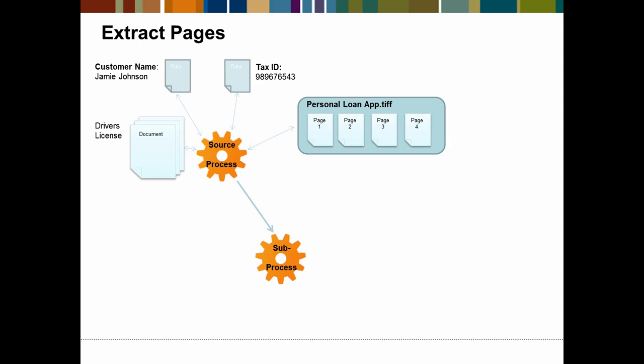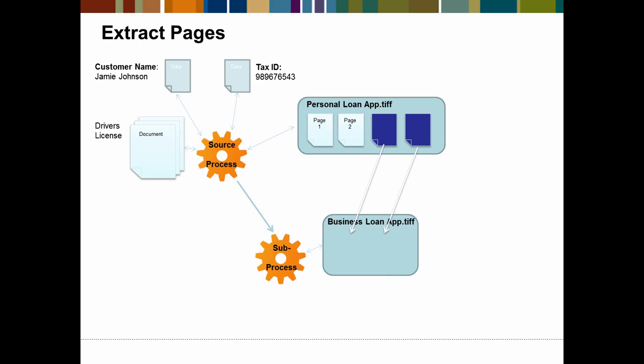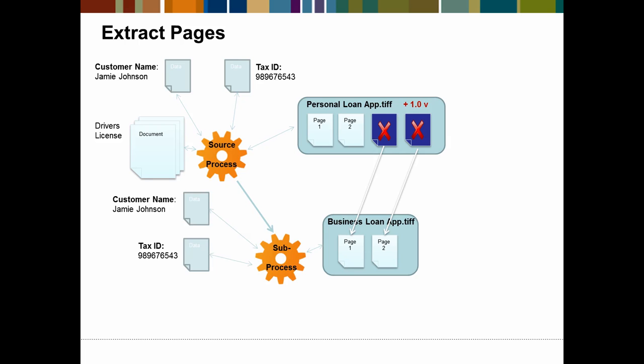This becomes a sub-process of the source process. We can extract out the business loan form out of the personal loan application. Optionally, we can delete those pages from the source document. What this does is create a new version of the source document, and also a brand new file in the document repository for the business loan application. Optionally, we can copy data from the source process and create document references to the documents in the source process. So let's see this in action.